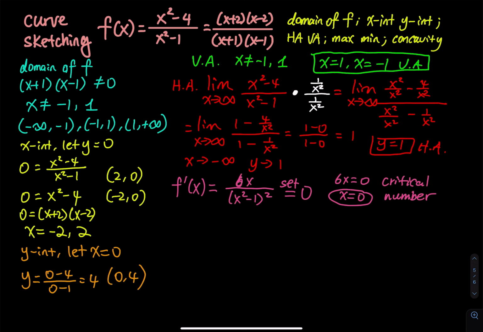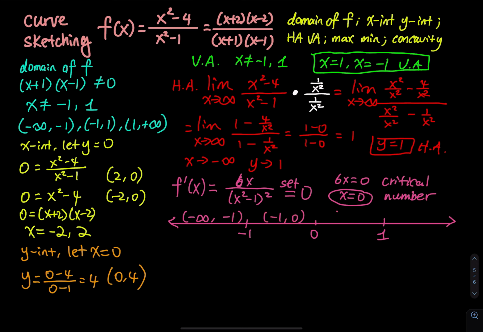And now you use the domain and the critical numbers to build your test intervals. So I'm going to draw a number line. We have -1 and 1, right? So -1, and then we add a 0 to it, and then a 1. That breaks down into 4 intervals: from -infinity to -1, from -1 to 0, from 0 to 1, and then from 1 to positive infinity. This is a sign chart. Write this down.